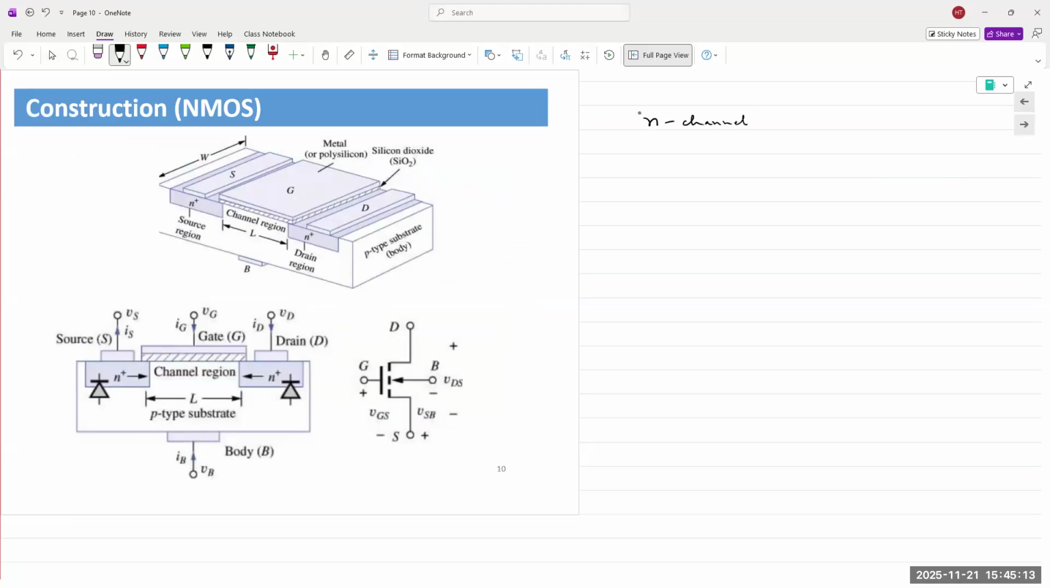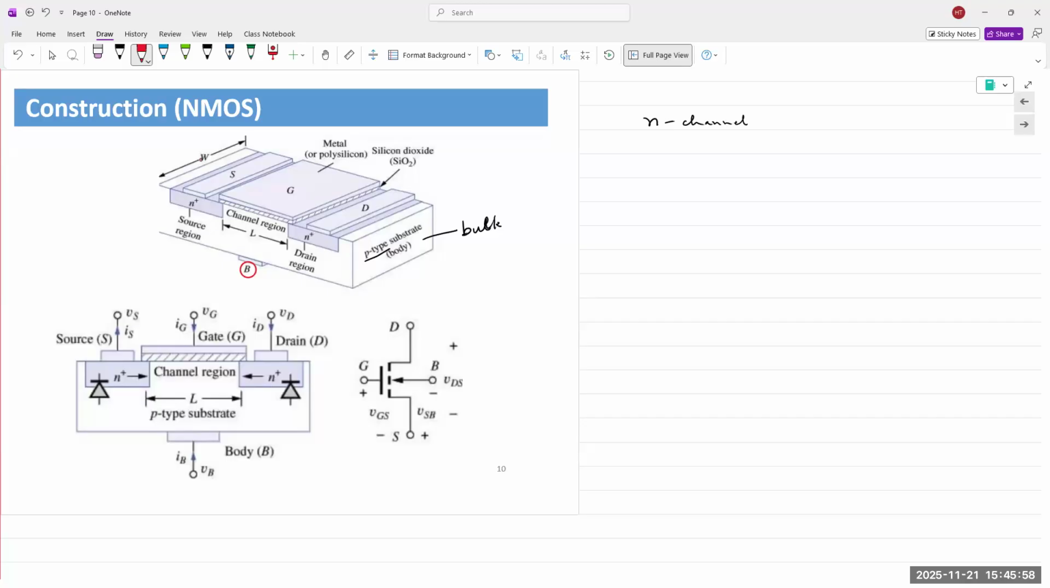N channel. What is the substrate made out of? P-type. So N channel MOSFETs are made from P-type semiconductor material. And vice versa, of course, P-channel MOSFETs are made from N-type semiconductor material. This substrate is also known as the bulk or the body of the device. It is often noted with an uppercase B as a fourth terminal in the MOSFET.